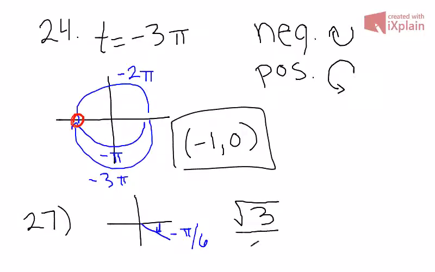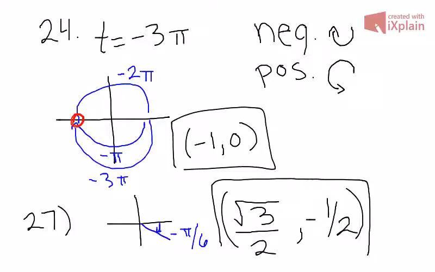So we know that if we go negative pi over 6, we're going counterclockwise, right? And we say, okay, what is the terminal point there? All we have to do is look on our unit circle and see what the xy values are. And we see that we get radical 3 over 2 and negative 1/2. So it's fairly straightforward. We take that t value, we go however far we need to in whichever direction, depending on negative or positive, and then from there we just see what that coordinate is, what the xy value is, and that is our terminal point.